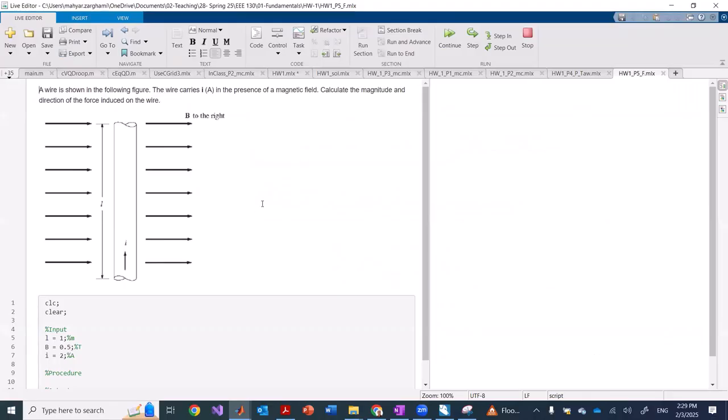This is talking about a wire that is carrying a current in the shown direction. We want to find out the magnitude and direction of the force induced on the wire. Okay, let's talk about the direction of the force. How would that be?